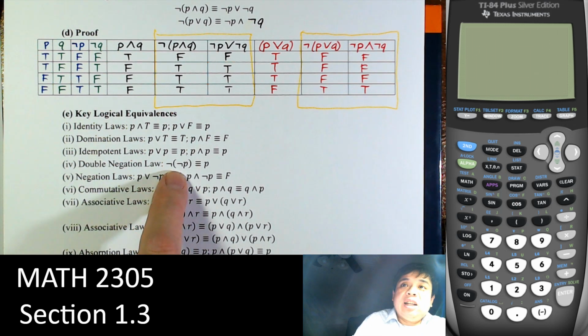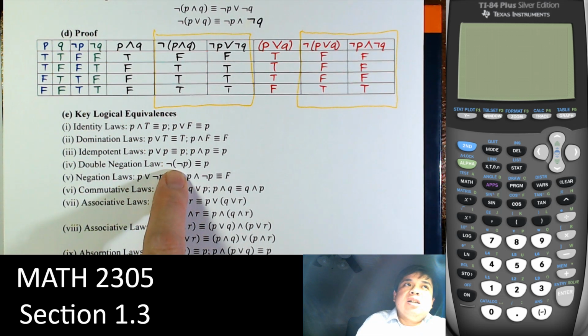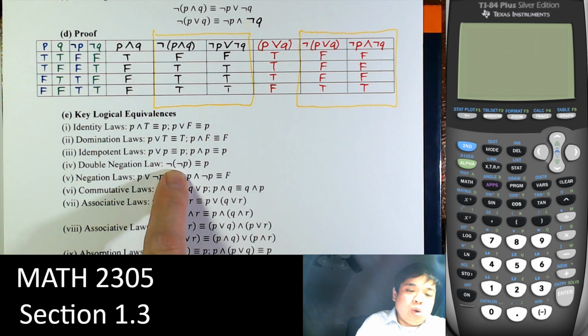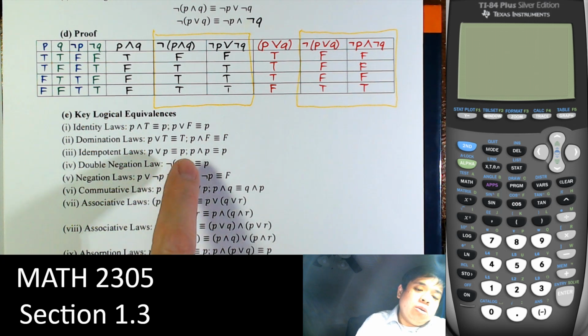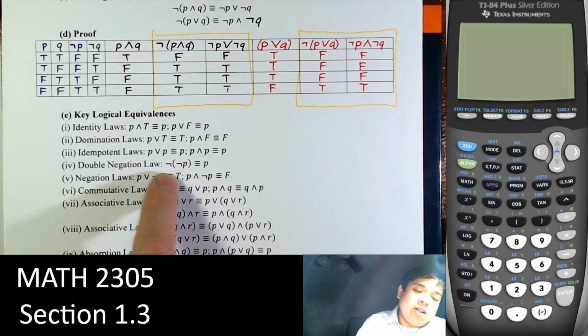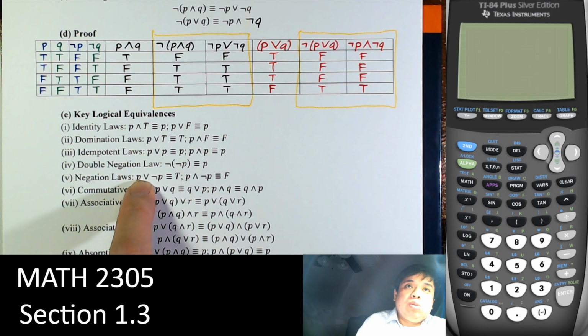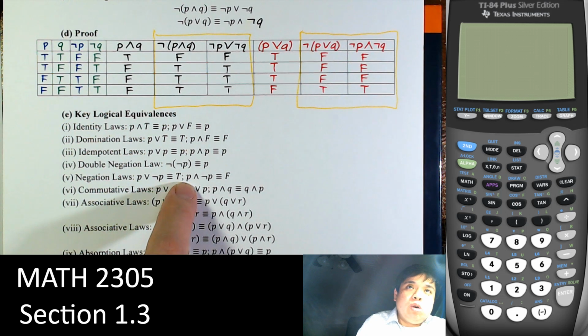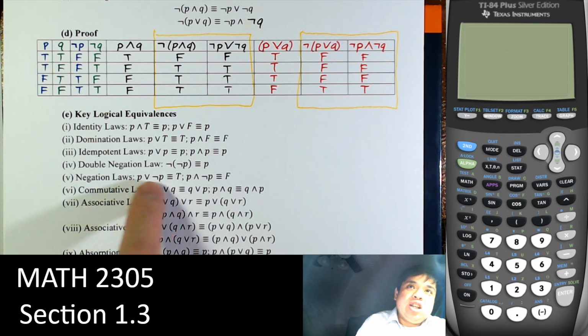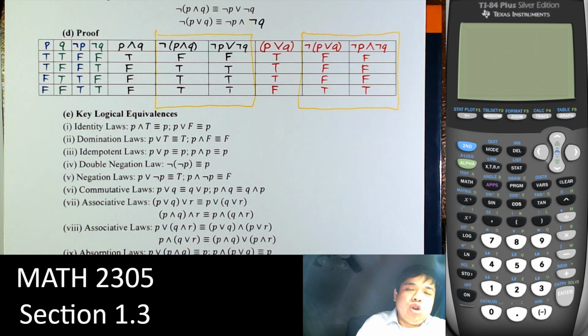Double negation. I think we talked about this in the problem of the identical twins. Negation of negation is the statement itself. And then we have the negation law. P or not P is going to be true, because one of them has to be true, and that's enough for them to be true.